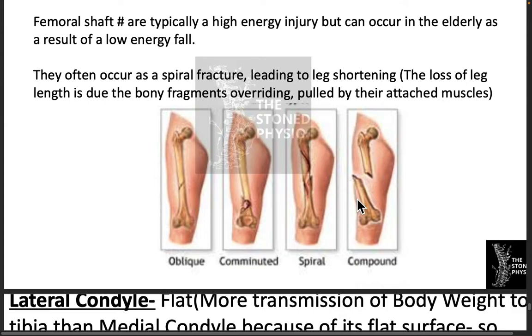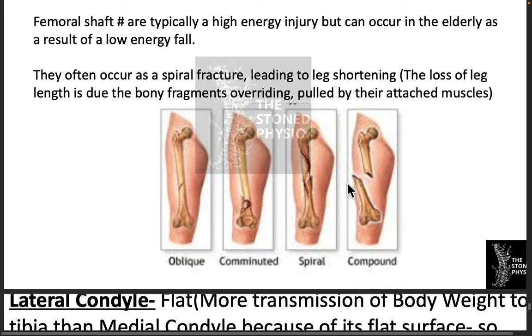This is not a compound fracture. A compound fracture is a different thing. In a single bone, if we have two different types of fractures, let's say a transverse fracture here and an oblique fracture here, then we can call both fractures collectively a compound type of fracture.